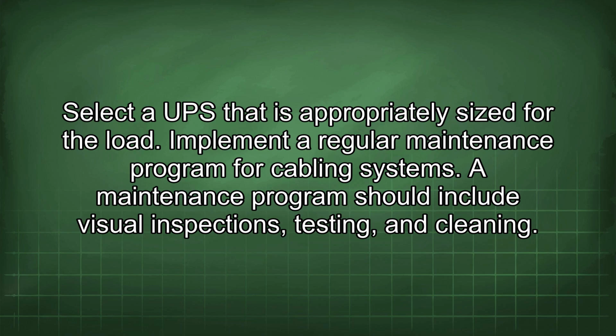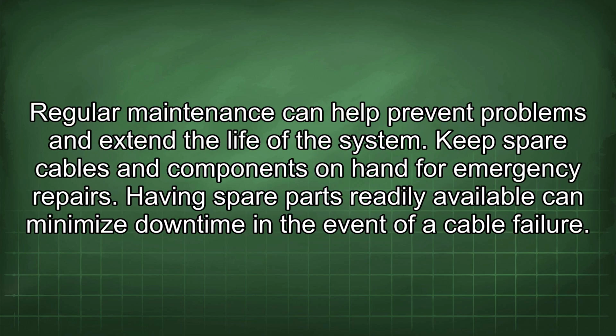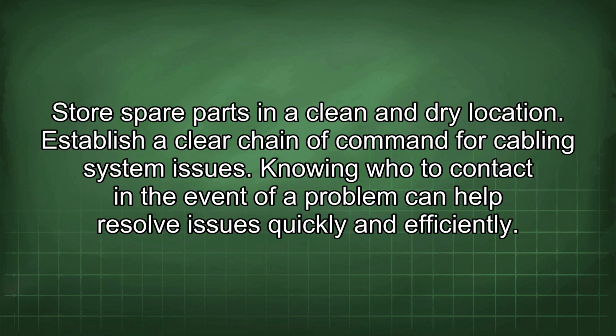Implement a regular maintenance program for cabling systems. A maintenance program should include visual inspections, testing, and cleaning. Regular maintenance can help prevent problems and extend the life of the system. Keep spare cables and components on hand for emergency repairs. Having spare parts readily available can minimize downtime in the event of a cable failure. Store spare parts in a clean and dry location.